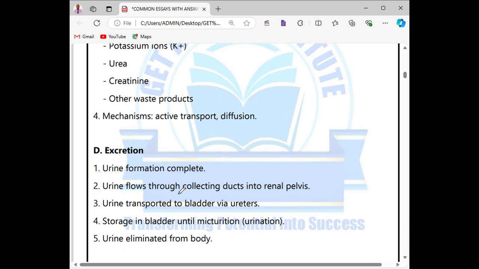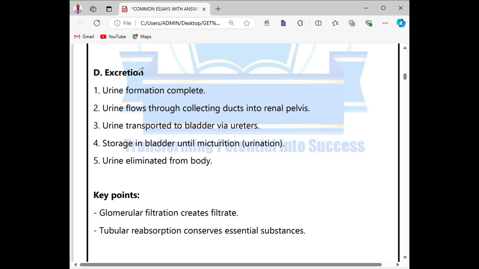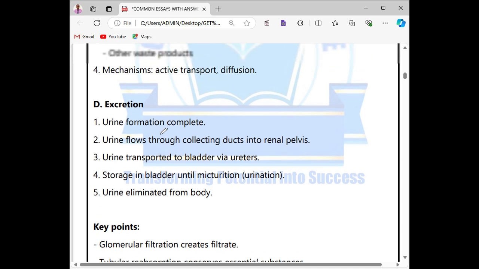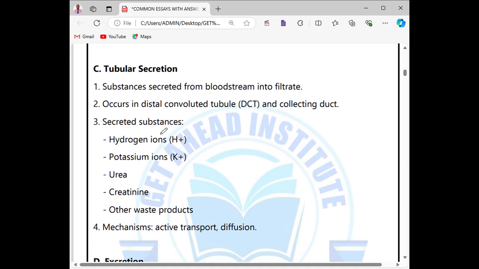All right, thank you. The last part has to do with excretion. Please take note that after tubular secretion, before the urine is excreted, it needs to be concentrated. There are a few aspects of urine concentration. Before you excrete it, it can be excreted either as dilute urine or as concentrated urine.